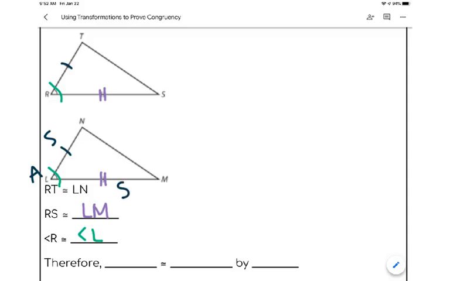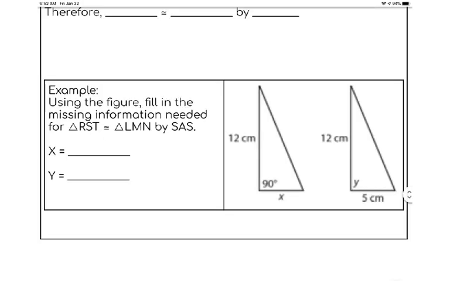So now these 2 triangles, triangle RST is going to be congruent to triangle LMN by the congruence theorem SAS. Okay? So these will get really self-explanatory. You'll notice that the lettering totally represents what you're looking for. So pause this example for a moment, and I want you to try working on it yourself.